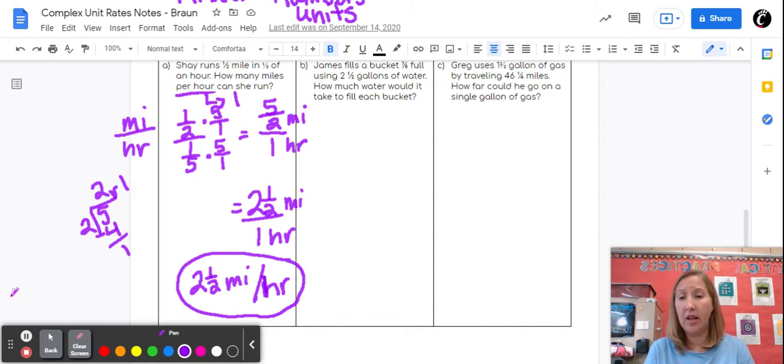Okay, so let's take a look at the next one. Our next one says James fills a bucket 7/8 full using 2.5 gallons of water. How much water would it take to fill each bucket?